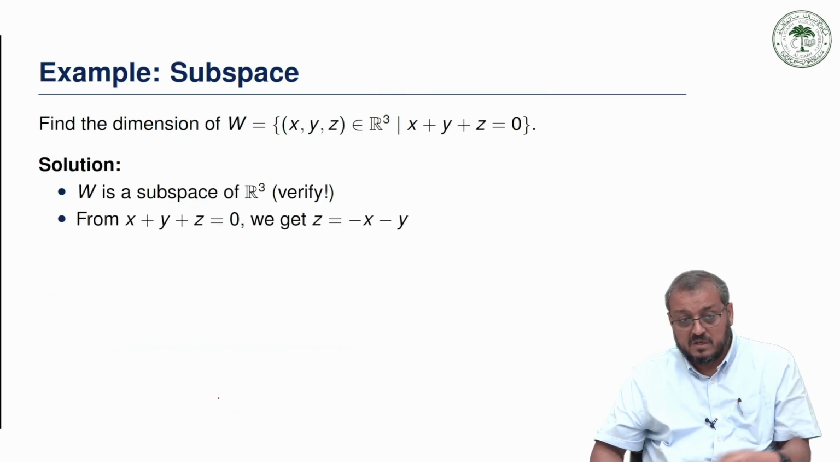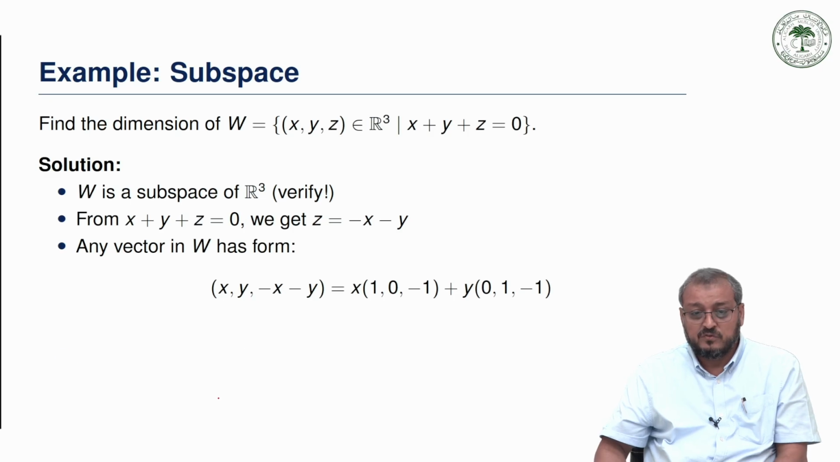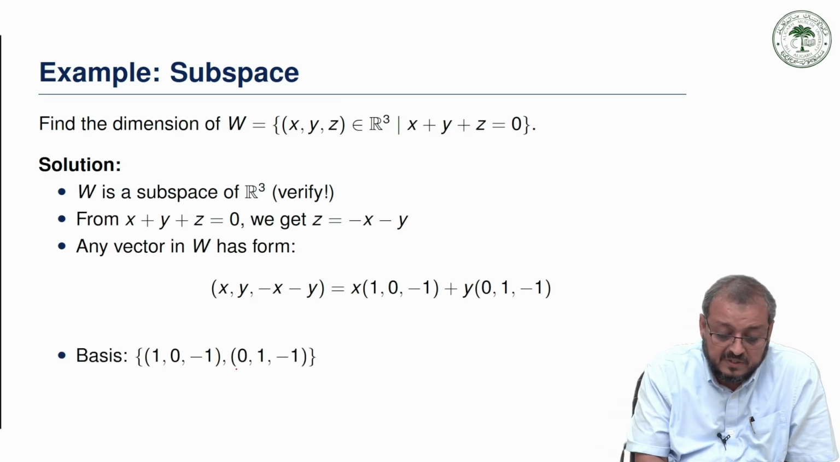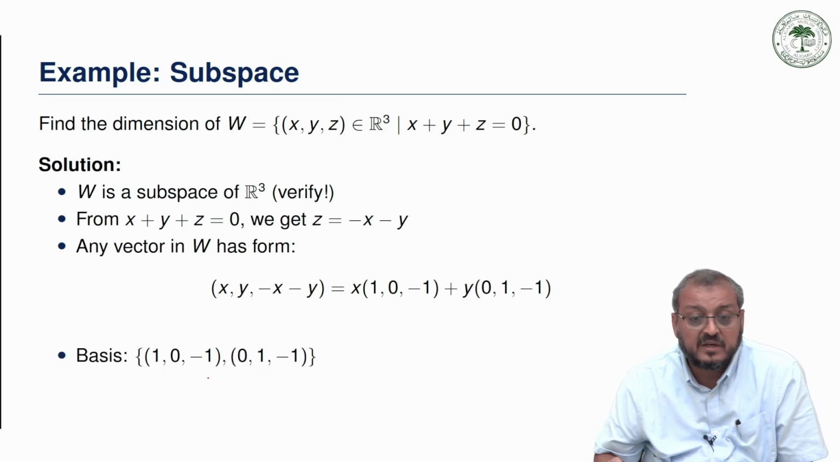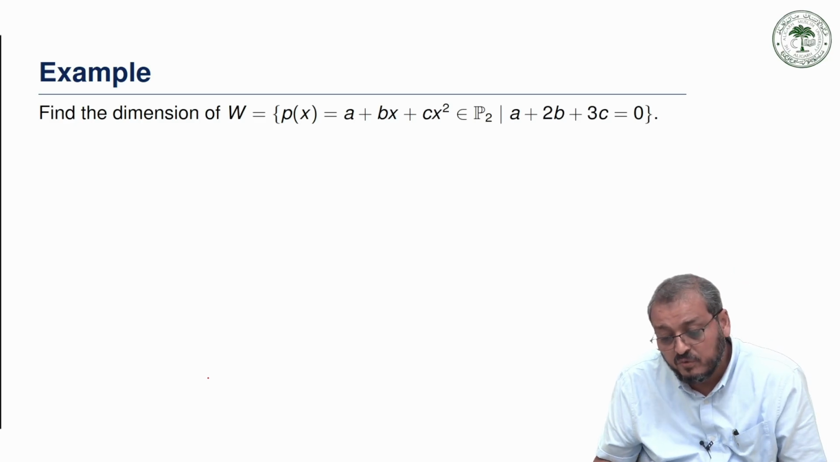So W is a subspace. We can easily verify that, and then write it in this form, and the basis elements are there, and these two vectors are clearly linearly independent. So this means we can say that the dimension of W is equal to 2. Okay, so now we have to try one more like this.